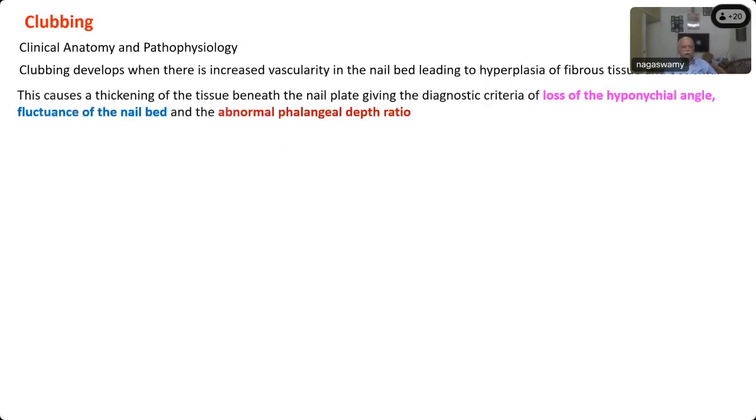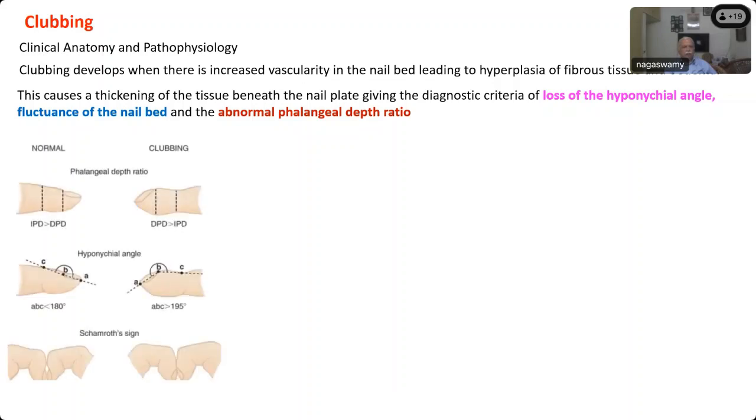Similarly, coming to clubbing, clinical anatomy and pathophysiology: clubbing develops when there is increased vascularity in the nail bed, leading to hyperplasia of fibrous tissue. This causes thickening of the tissue beneath the nail plate, giving the diagnostic criteria of loss of hyponychial angle, fluctuance in the nail bed, and abnormal phalangeal depth ratio. So this picture will tell you what this phalangeal depth ratio is.